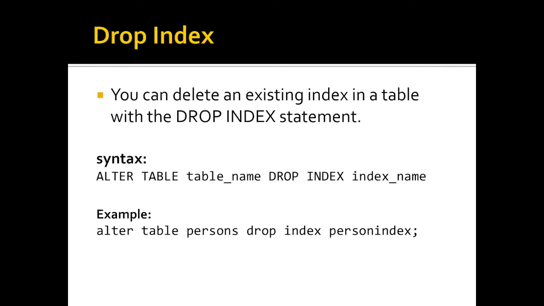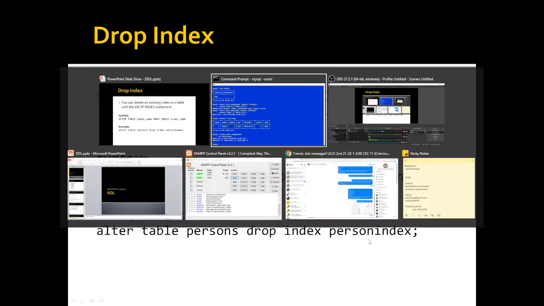Then we can also drop an index. Let's say, for example, you created an index but you don't need it anymore. You can delete an existing index in a table with the drop index statement or the alter table statement. The syntax is alter table followed by the name of the table, and then drop index followed by the name of the index. So alter table persons, drop index person index. That's an example. Let's try that.